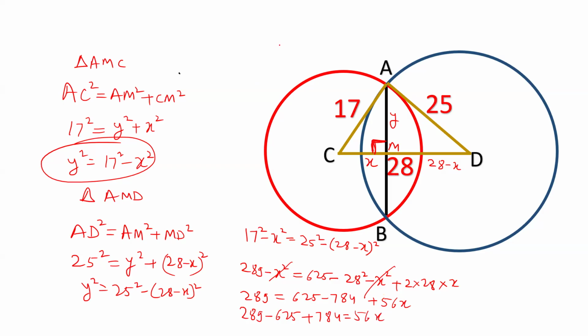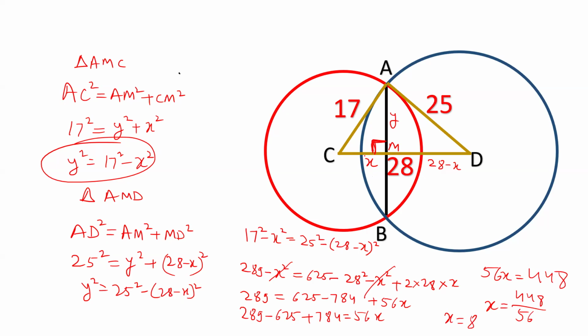Now if we calculate, 56x equals 289 plus 784 minus 625, which is 448. The value of x will be 448 upon 56. If we divide these two numbers, we get x equals 8.